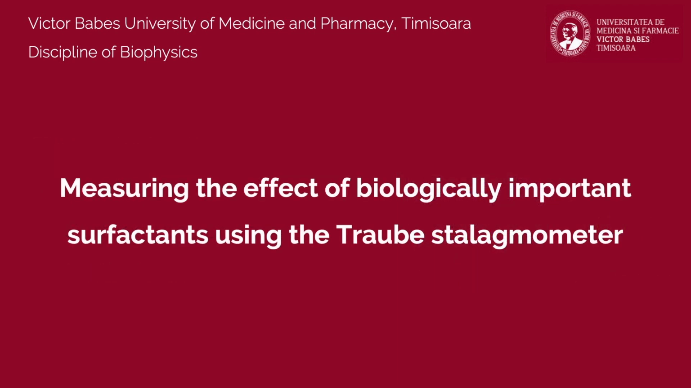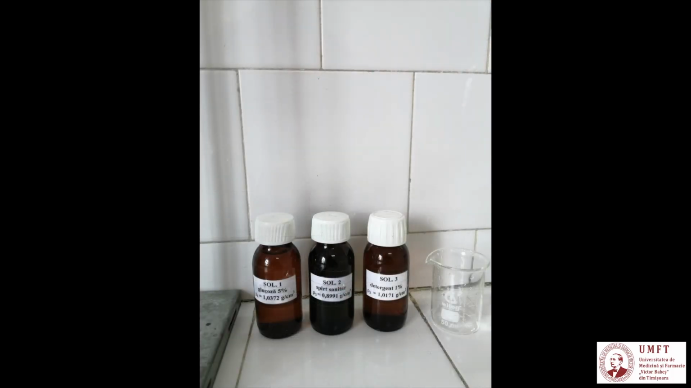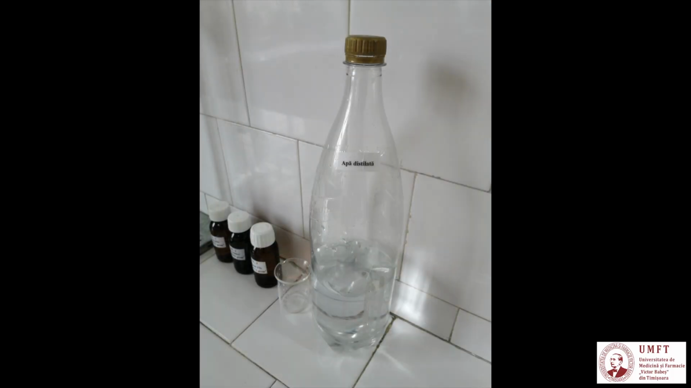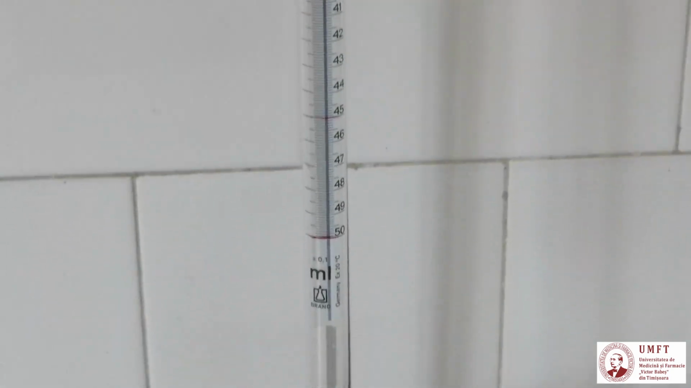In this work, you'll determine the values of surface tension coefficients for three solutions using the stalagmometric method. This method is indirect, relative, and dynamic. To this end, you will use a burette, three solutions for study, distilled water, and two beakers. The burette is a graded cylinder with a tap at the lower end.